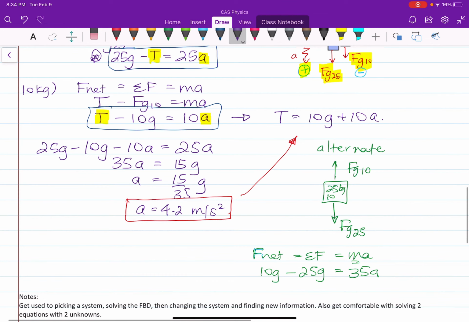And if I did it here, I get the same thing. And actually what I should have done was, this should have been backwards. This would be minus, because if I take the direction of acceleration to be positive, that means that the 10g would be negative, and then the 25g would be positive. So anyways, I can solve this out and I would still get 4.2 meters per second squared. Glad I checked it.